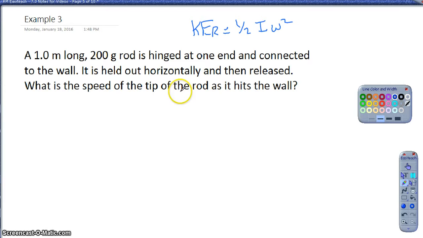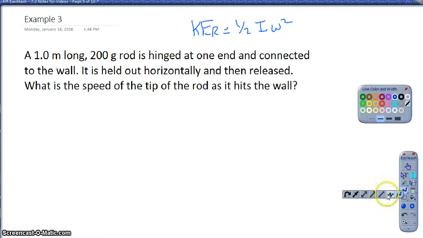And this is a good example to illustrate the differences with how we can work this problem now that we're more aware of the center of mass and the moment of inertia. So anyway, we've got a 1 meter long 200-gram rod that's hinged at one end and connected to the wall. It's held out horizontally and then released. What is the speed of the tip of the rod as it hits the wall?